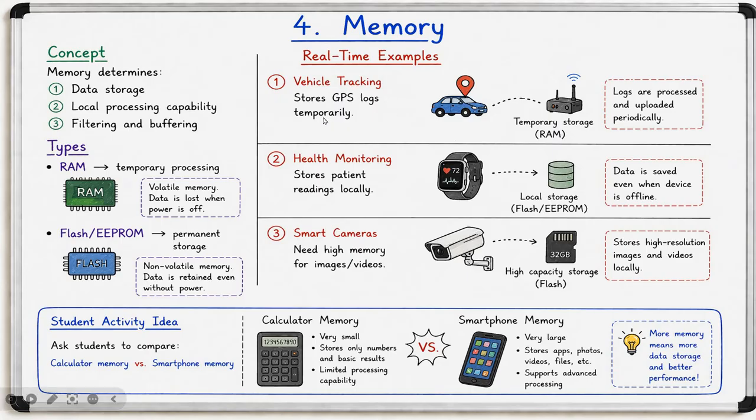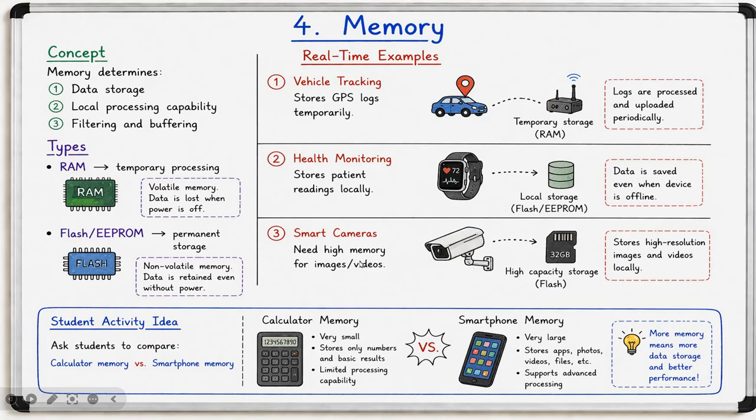Some real-time examples are vehicle tracking, which stores the GPS logs. Here the GPS data is stored temporarily in the memory before being sent to the server, and this helps in tracking the location even if the network connectivity is lost. Second is health monitoring, which stores the patient's readings locally. Here the devices store the patient's readings like heart rate and temperature locally, and this ensures no data is lost before it is transmitted to the doctors or the cloud system. So here the data is saved even when the device is offline.